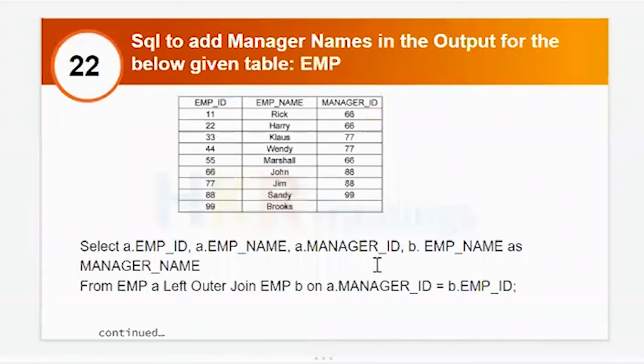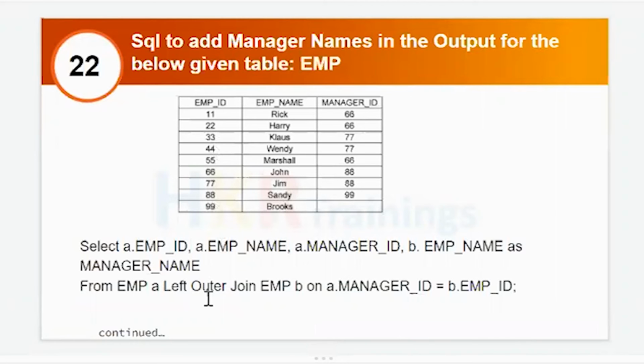And that's how we do it. We do it using a self join. Why have we used left outer join? We have used it because there is also a record, an employee 99 whose name is Brooks, but he doesn't have a manager ID. That means he is the ultimate boss and the owner, and he doesn't have a manager in this table. So to include this particular record as well, we are using a left outer join. Clear?